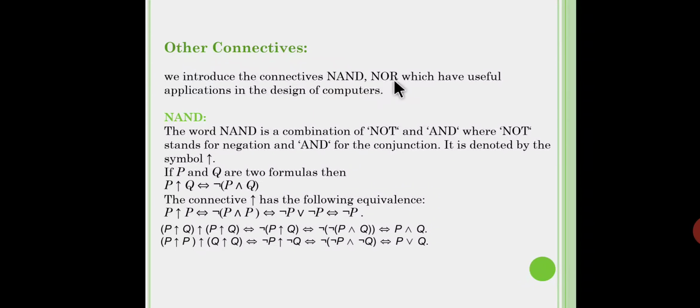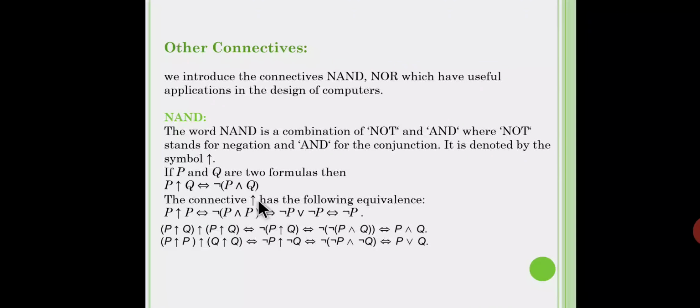In this topic we have another connective, NAND. So what is that? The word NAND is a combination of not and and, where not stands for negation and and stands for conjunction. It is denoted by the upper arrow symbol, and the rule of this symbol is P upper arrow Q is equivalent to negation of P and Q.